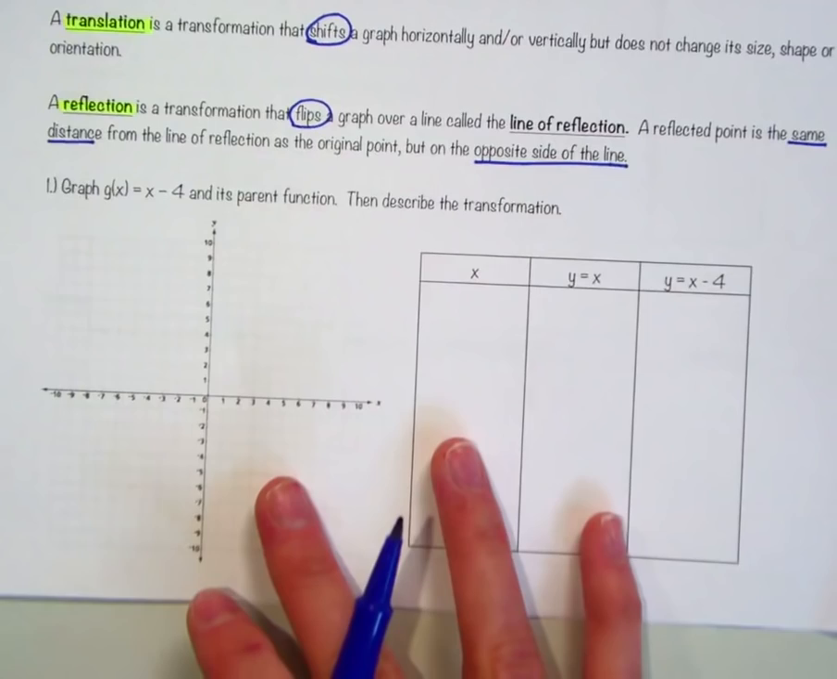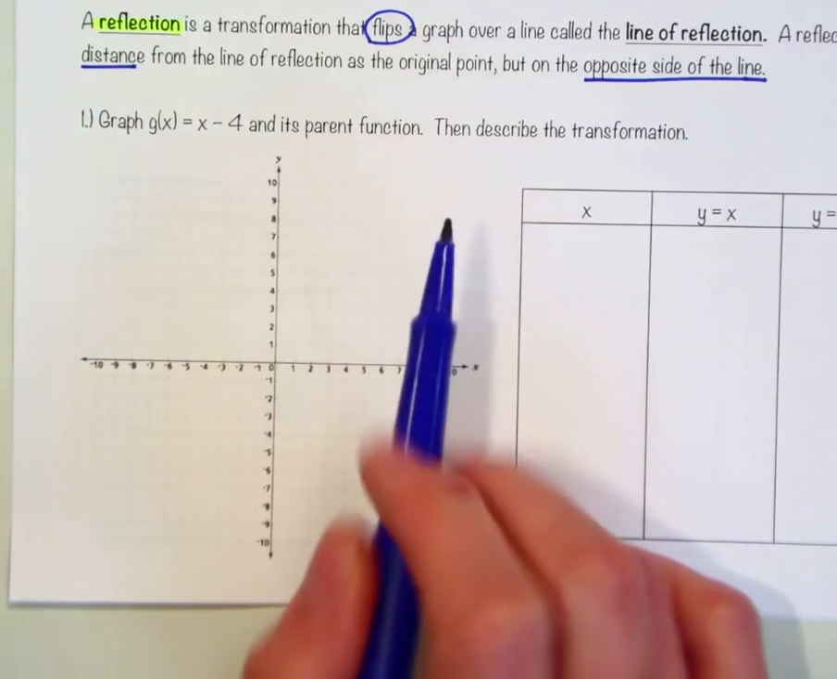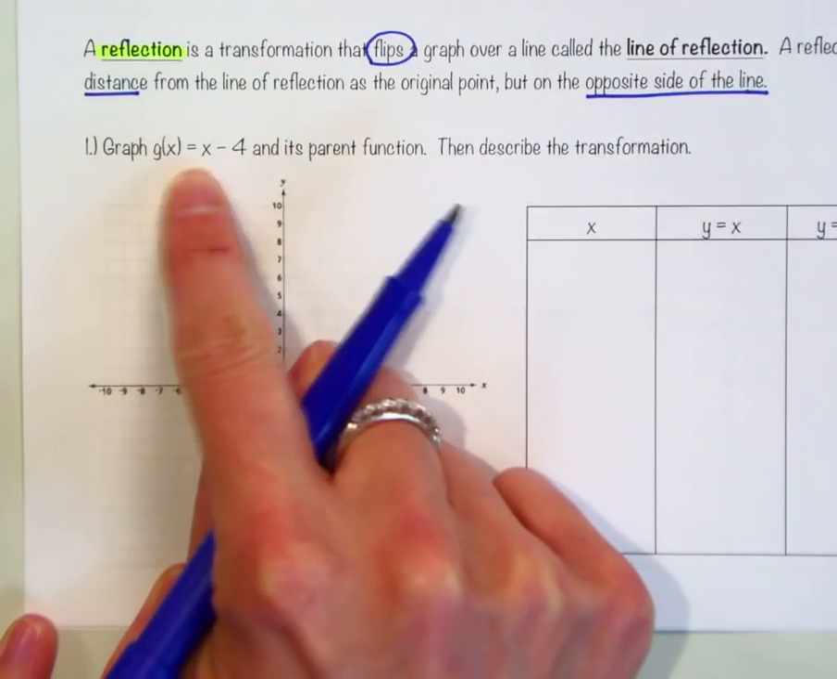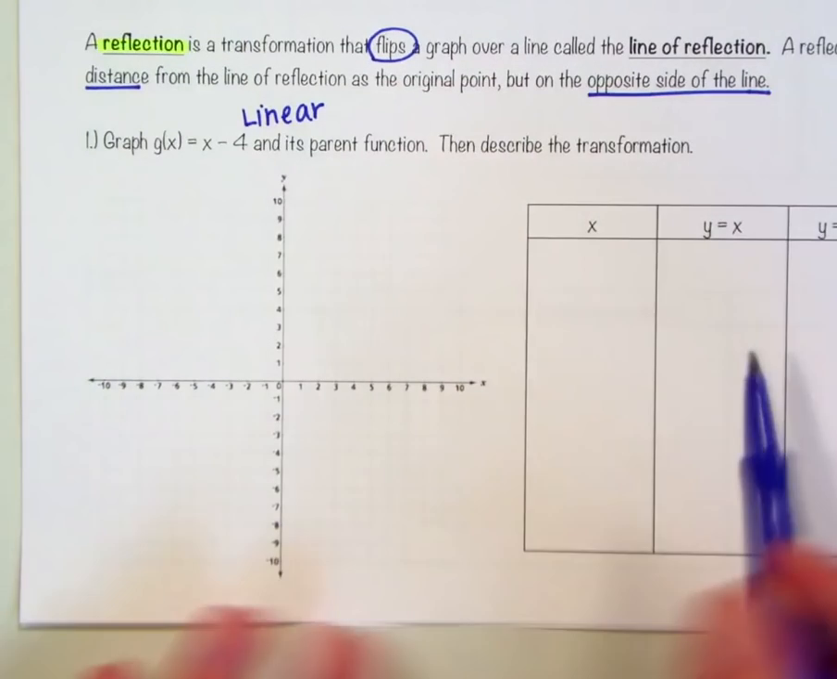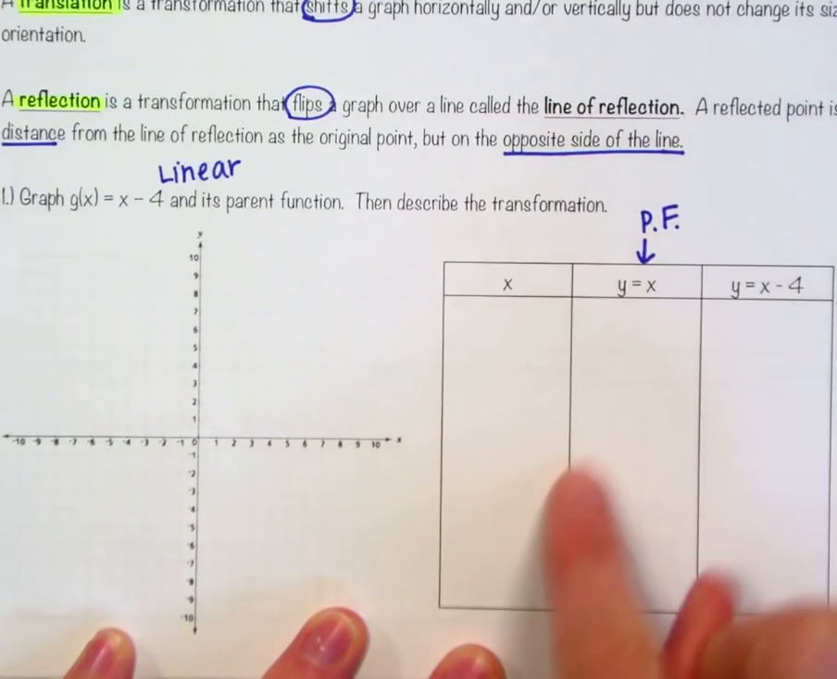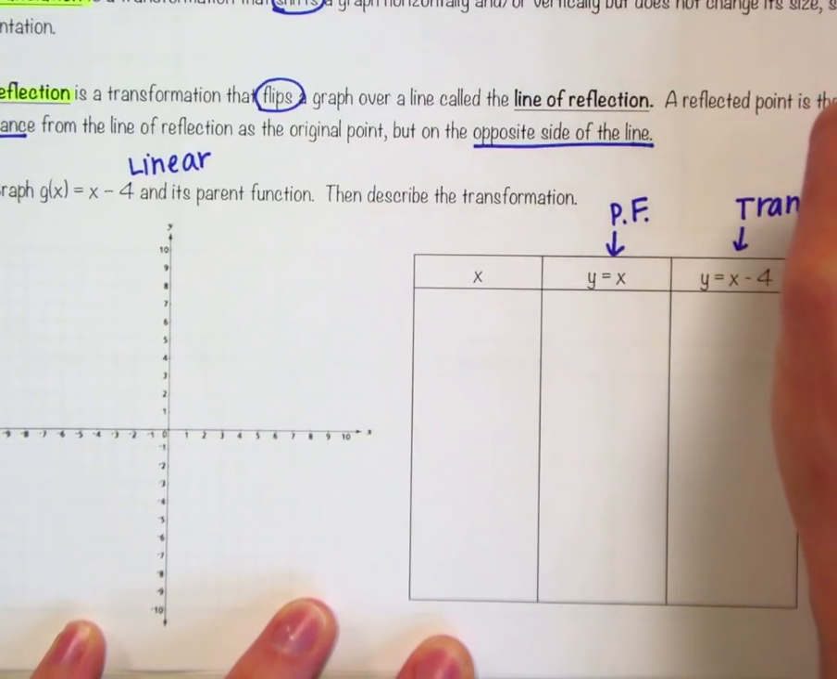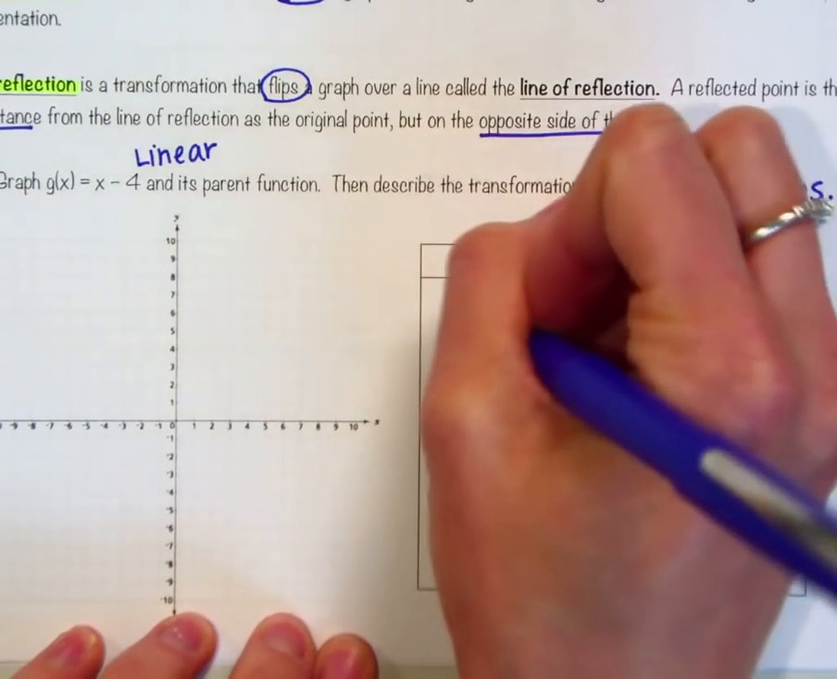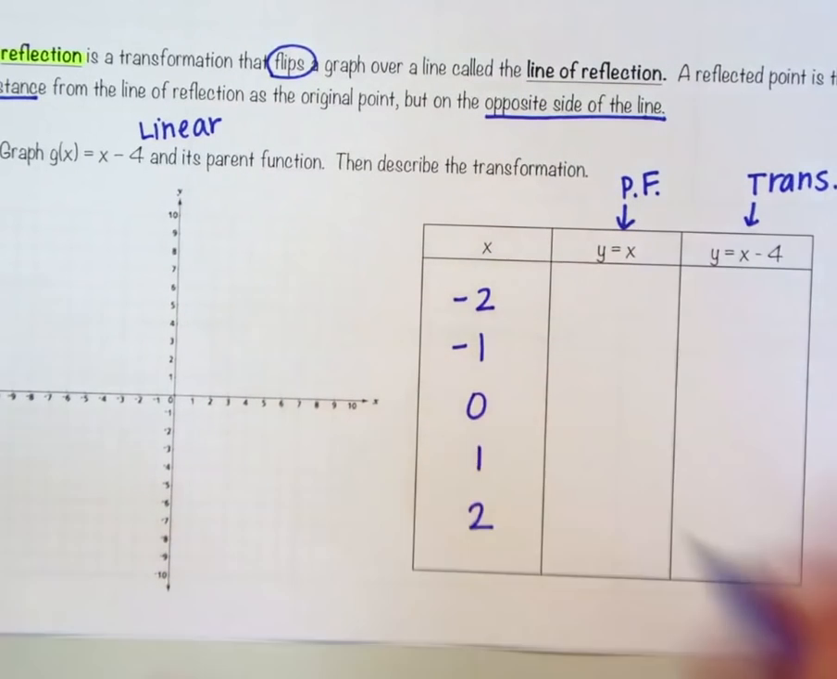All right, so this says to graph g of x equals x minus 4 and its parent function. Okay, so let's graph the parent function first. Based on what I have, we should know that this is a linear function because the highest exponent is 1. Okay, so here is my parent function. I'm going to put my x and y values in this column, and then here is my transformation. Okay, so let's just pick some values for x. I'm just going to go from -2 to +2. So -2, -1, 0, 1, and 2.